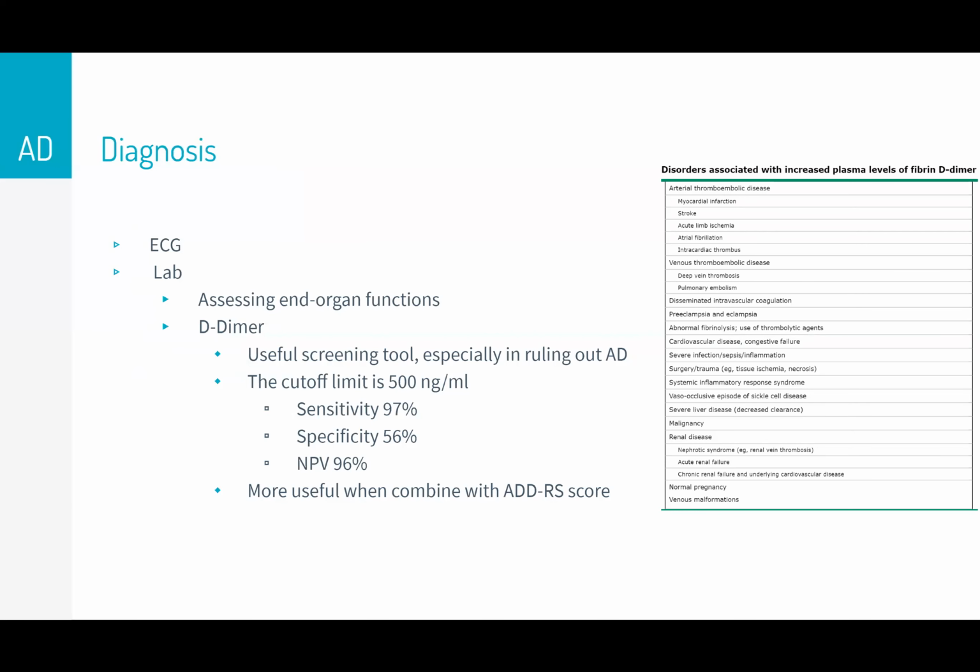For the diagnosis, there are multiple tools that could help you. First, ECG. It is very unspecific for aortic dissection, but it can help you rule out other etiologies, like myocardial infarction. But sometimes aortic dissection can present with myocardial infarction. So ECG alone is not enough to rule out aortic dissection or to rule out myocardial infarction.